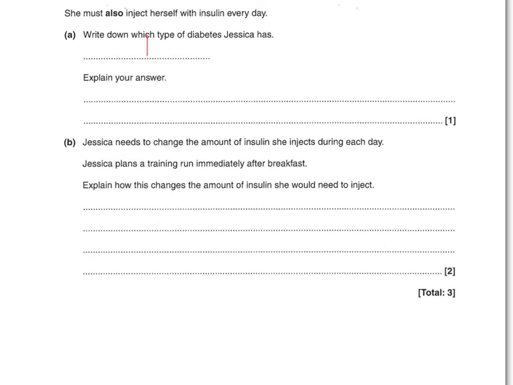Jessica needs to change the amount of insulin she injects during each day. Jessica plans on a training run immediately after breakfast. Explain how this changes the amount of insulin she would need to inject. So, first mark, saying that your insulin dose would need to be less, and that's because, second mark, she would use up her blood sugar or glucose. But you need to make sure you say blood in that second mark, otherwise you don't get the mark.